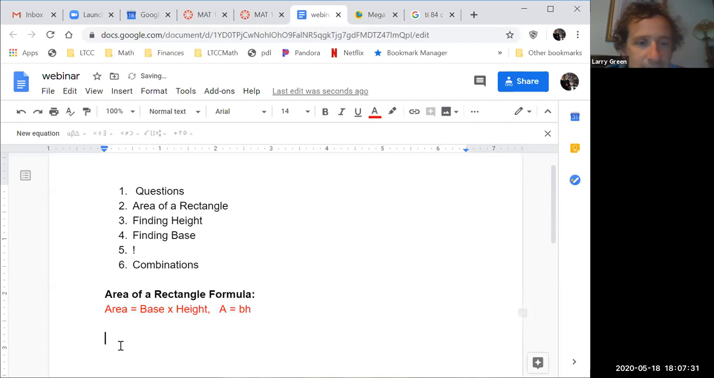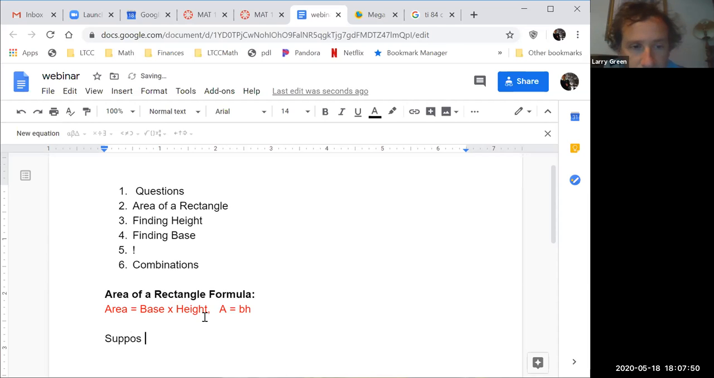Because if you can do this correctly, then you should be able to do any problem from the area of the rectangle formula, area of the rectangle assignment. So let's do an example.